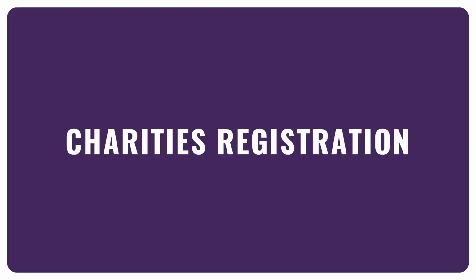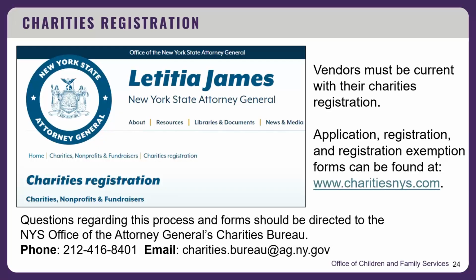The next pre-contracting task is to verify that your organization is current with your charity registration. Application, registration, and registration exemption forms can be found at the website listed here, www.charitiesnys.com. Questions regarding this process and forms should be directed to the New York State Office of Attorney General's Charities Bureau at either the number or email shown here.